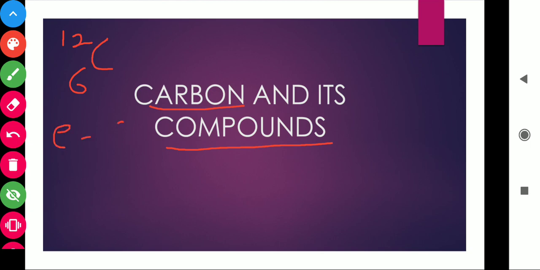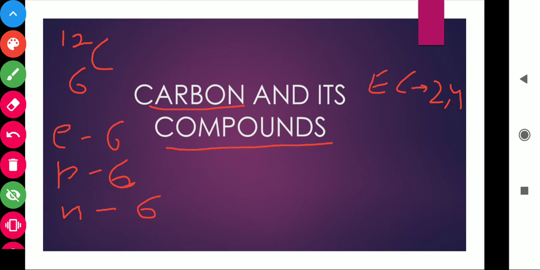Number of electrons is 6, number of protons is 6, and the number of neutrons is atomic mass number minus atomic number, 12 minus 6, which is also 6. Its electronic configuration will be 2, 4. How it can form compounds with the atoms of other elements we will study.